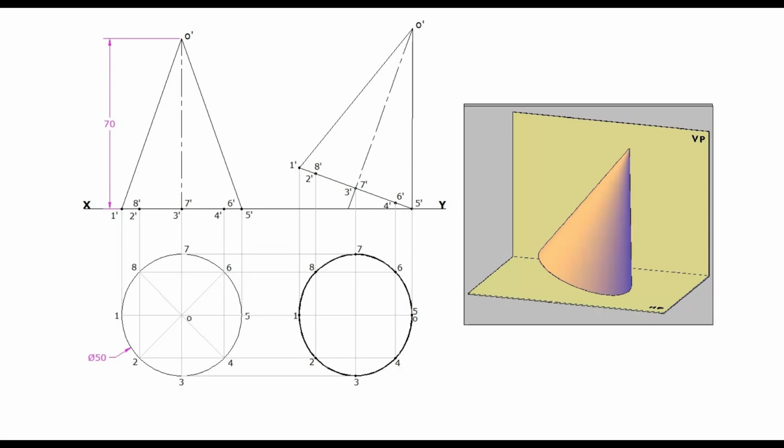No other visible, or invisible edges are there for a cone. By this, the projections of the cone resting with a point of its base, with its generator perpendicular to HP, are drawn.